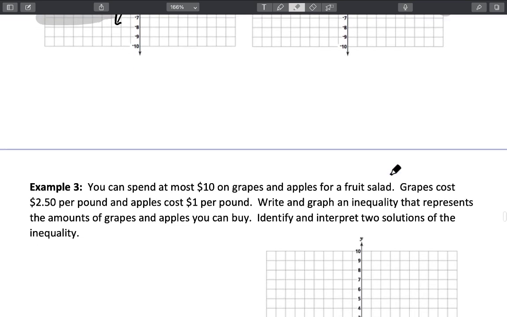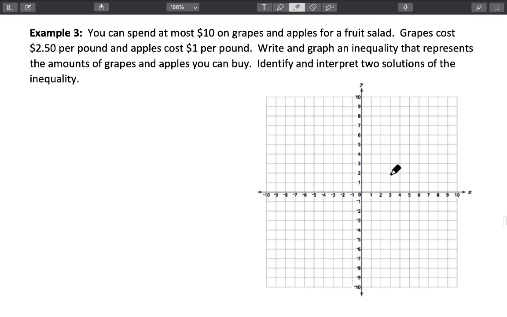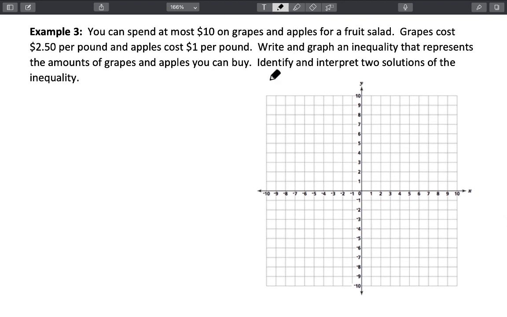Let's take a look at one more example here. Now we have a word problem because it says you can spend at most $10 on grapes and apples for fruit salad. Grapes cost $2.50 per pound, apples cost $1 per pound. Write and graph an inequality that represents the amount of grapes and apples that you can buy. That's a total math teacher move right there.